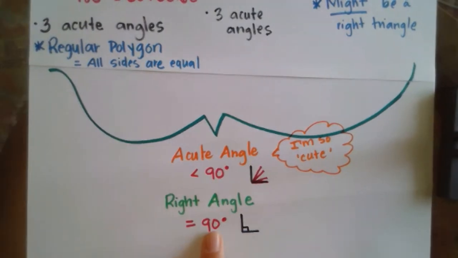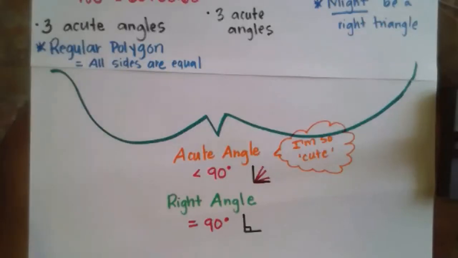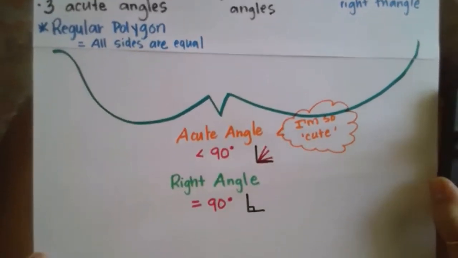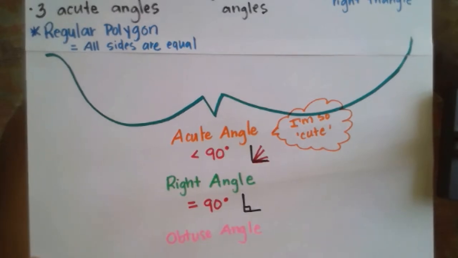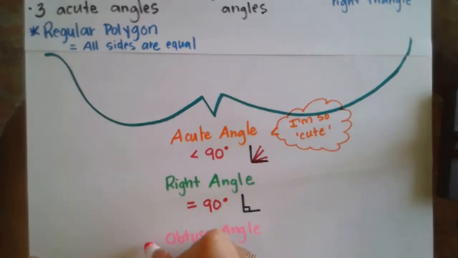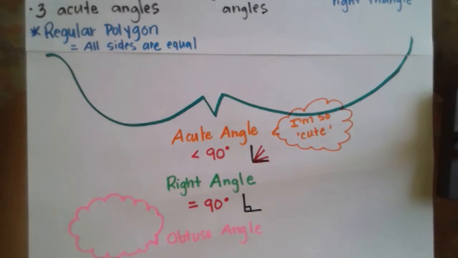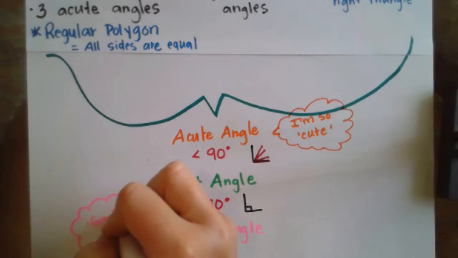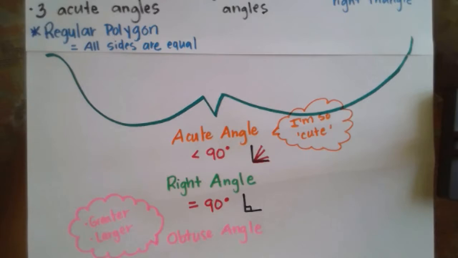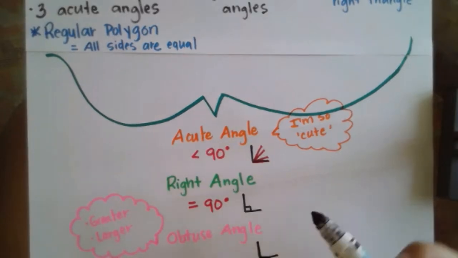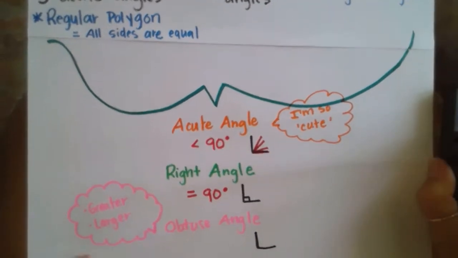If an angle exceeds or is larger than a right angle, we call it an obtuse angle. I remember the word obtuse as, funny enough, the word obese, meaning greater or larger. So if the angle is greater or larger than 90 degrees, we're going to call that an obtuse angle. We can show that here by again drawing the 90-degree angle, but then drawing an angle that goes outside of that 90 degrees or larger.